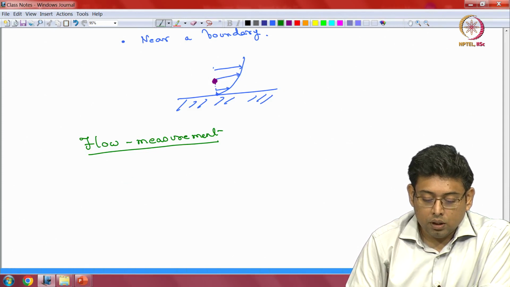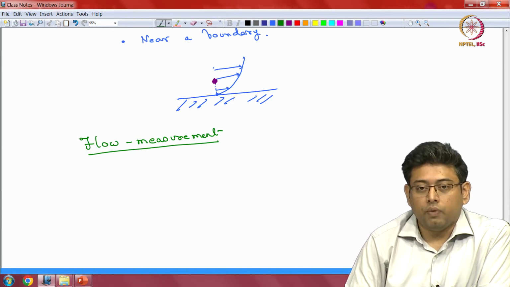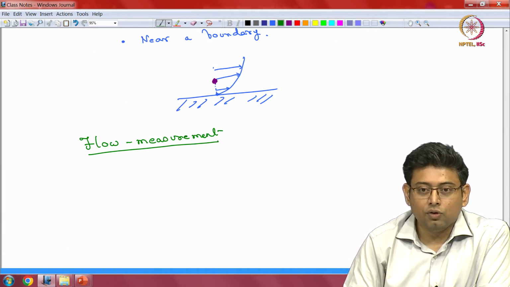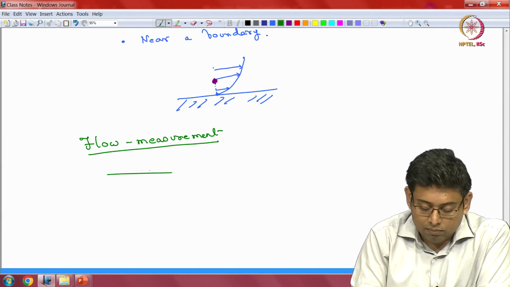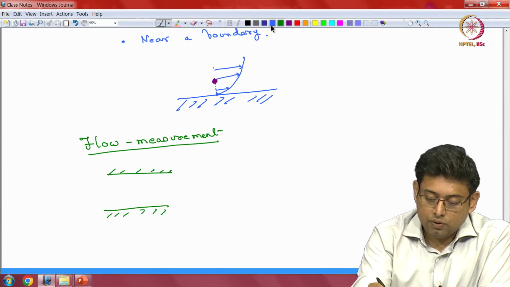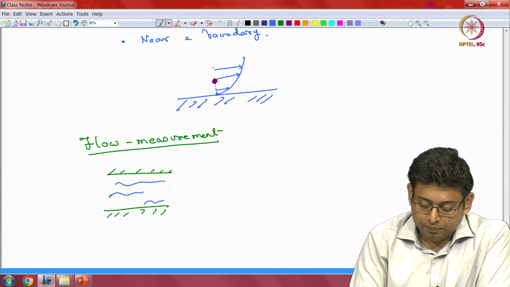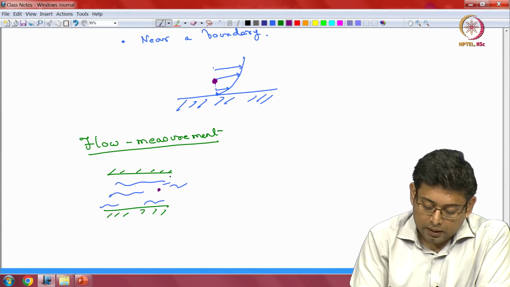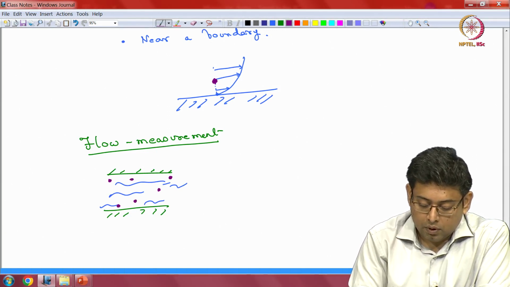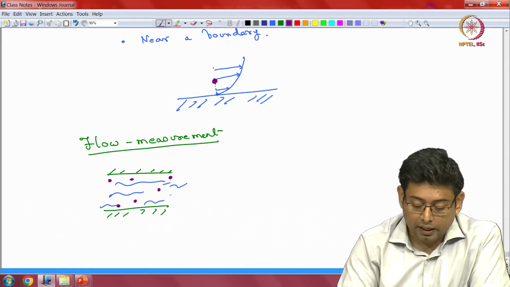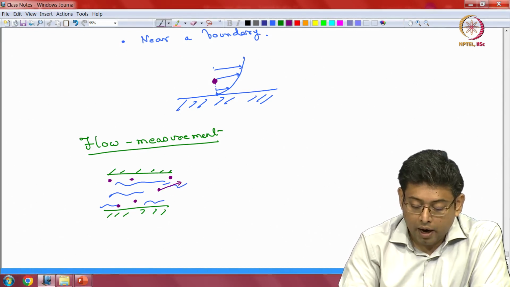Now one of the most obvious ways of measuring a flow is, let us say you have a condition like this where you have some fluid, and then you have these particles that are there. If the particles are sparse, and if you are able to identify each particle and how it is moving in the next frame, you might be able to find the local velocity.